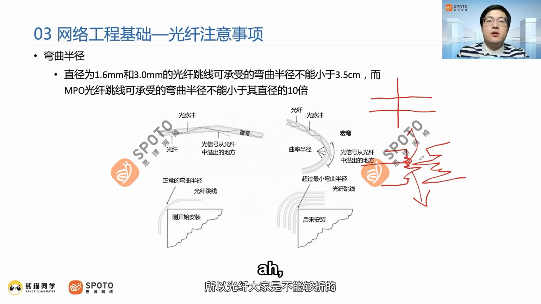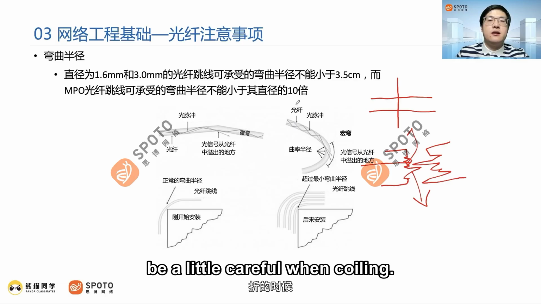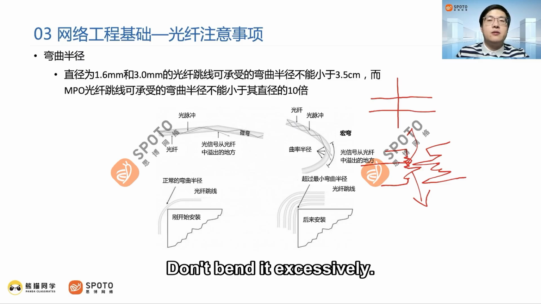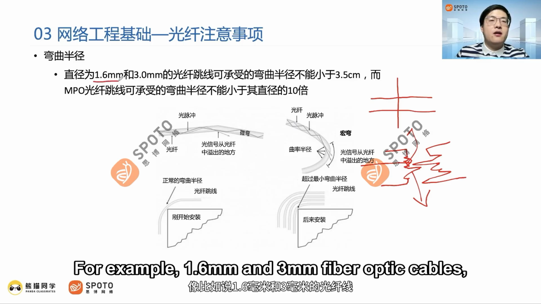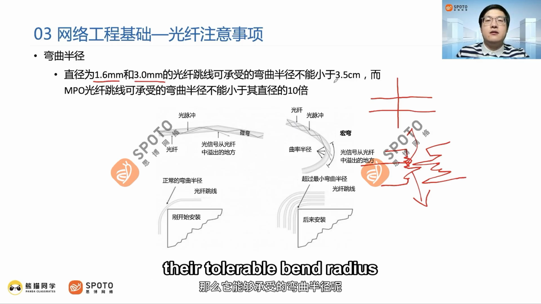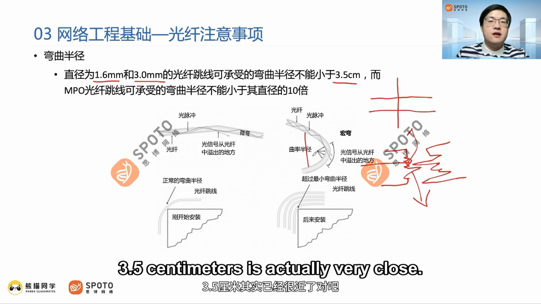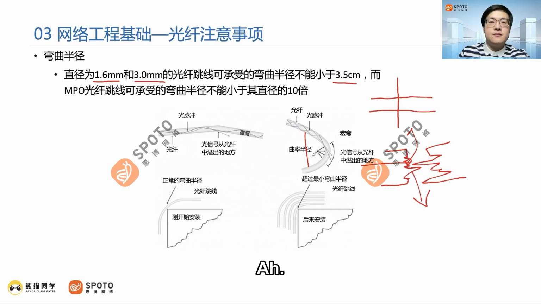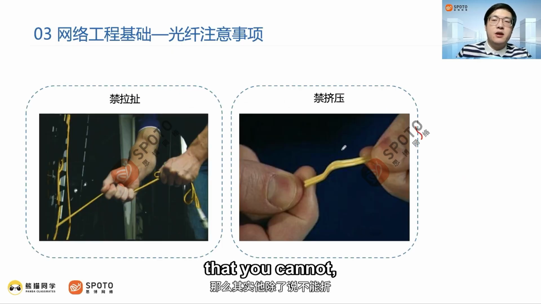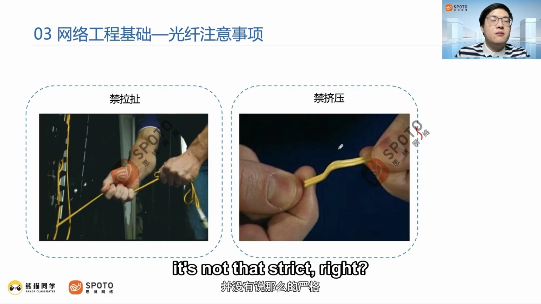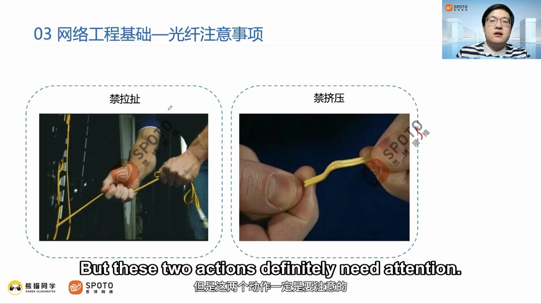So with fiber, you should be a little careful when bending and coiling, but they're not that fragile. Don't bend it excessively. For example, for 1.6 mm and 3 mm fiber optic cables, the tolerable bend radius cannot be less than 3.5 cm. You cannot go shorter than 3.5 cm, which is actually very close. So besides saying that you cannot fold it, bending is actually okay. It's not that strict. But these two actions definitely need attention.